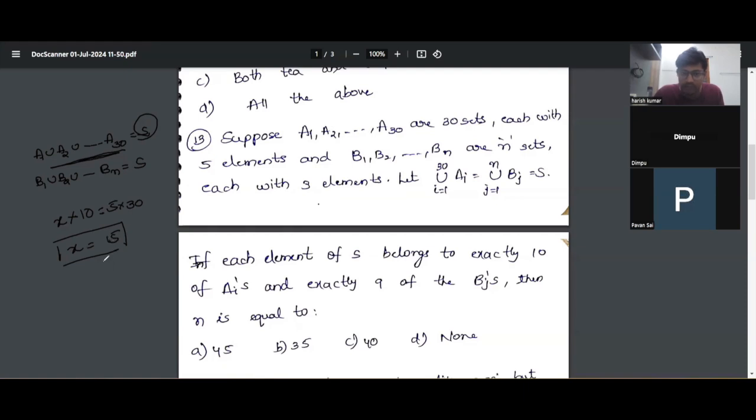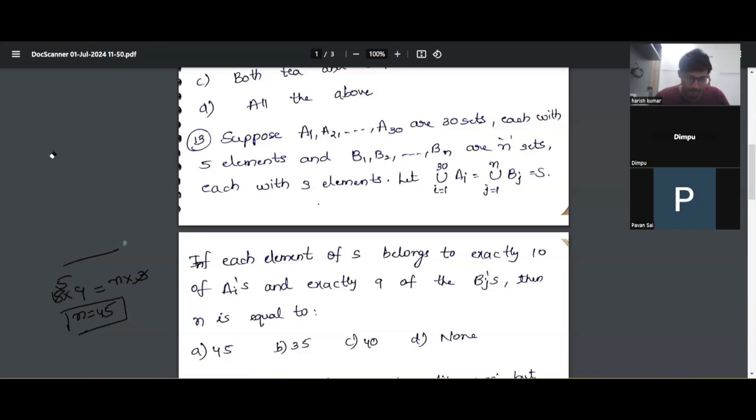Next, same concept we will apply here. S లో ఎన్ని ఎలిమెంట్స్ ఉన్నాయి? X అనుకున్నాం, మనకి X వచ్చేసింది. So 15 into exactly 9 of Bjs, so we write 15 into 9 times. ఇది దేనికి ఈక్వల్ అవ్వాలి? Number of elements into 3, so 3 fives are 15, so n equals 45. That's the answer. Clear? Yes, sir.